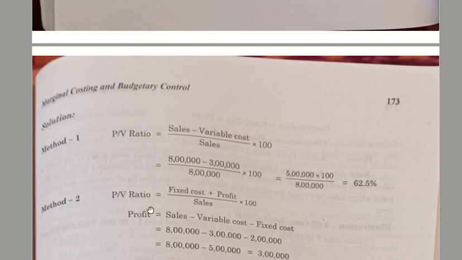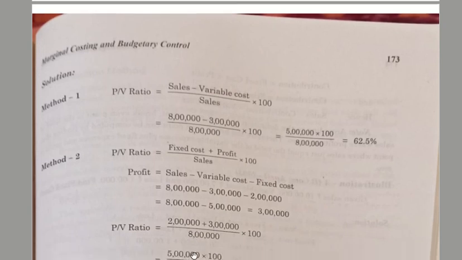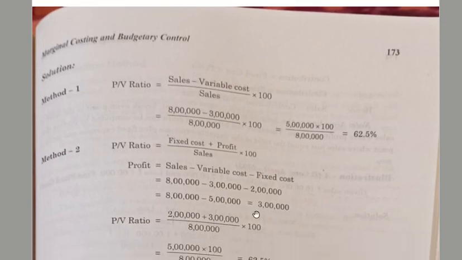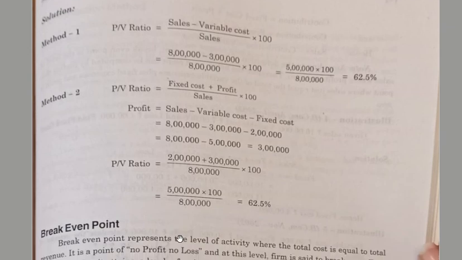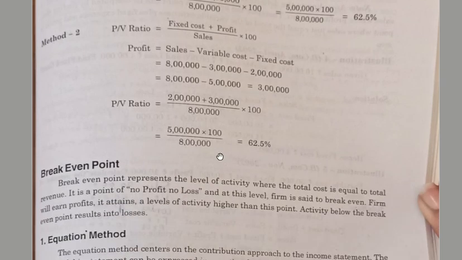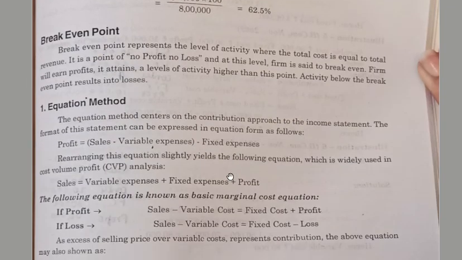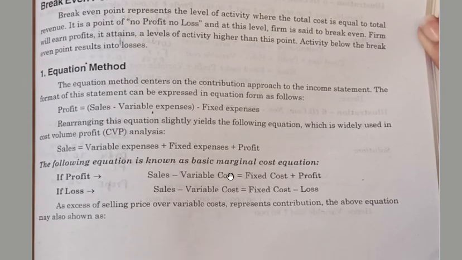So for that, first we need to calculate the profit, because they have given only sales, variable cost and fixed cost in the value. So sales minus variable cost minus fixed cost, nothing but a profit. So 8 lakhs minus 3 lakhs minus 2 lakhs, which is nothing but your profit, which is 3 lakhs. So fixed cost is 2 lakhs plus profit is 3 lakhs divided by 8 lakhs into 100. Therefore PV ratio is 5 lakhs into 100 divided by 8 lakhs, which is 62.5%. So irrespective of what method we use, we will get the same value.